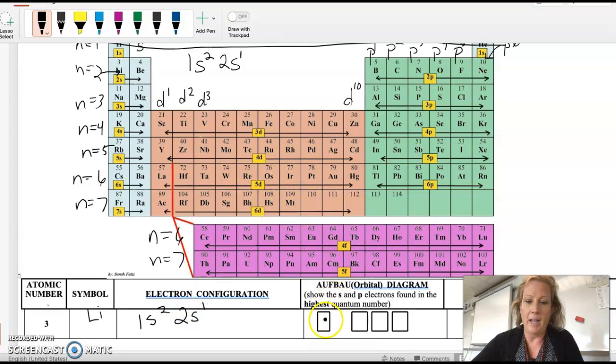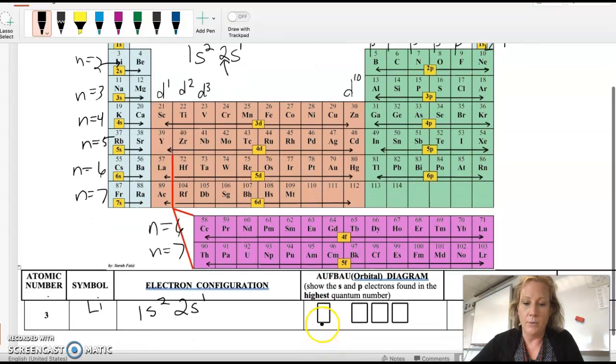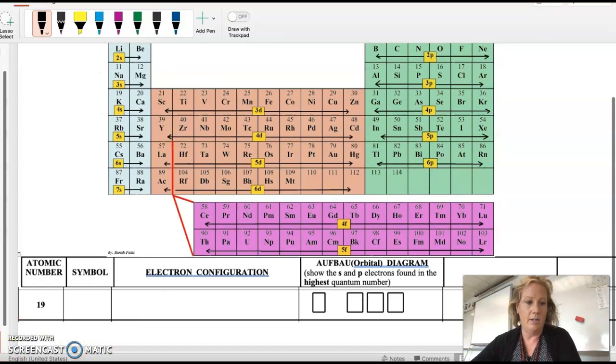Okay, so my Aufbau for my highest energy level is n equals 2. So this would be my 2s. There are no 2p electrons in this one example, and then I just have that 1 electron. So let me show you another.